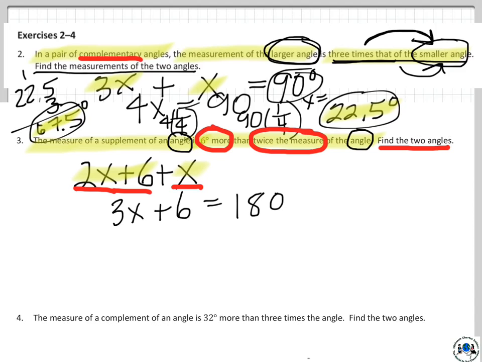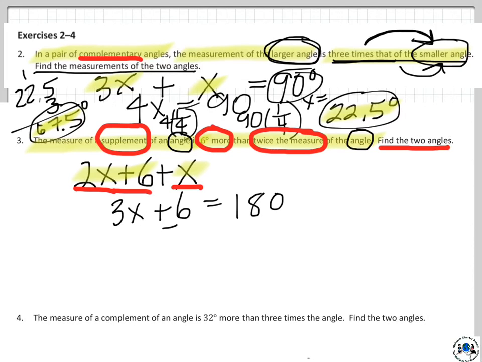Now we go ahead and solve, and we just combine our x's, combining like terms. So the 2x and the x are combined. 3x plus 6 equals 180. Of course, 180 comes from the fact that we are talking about supplements.